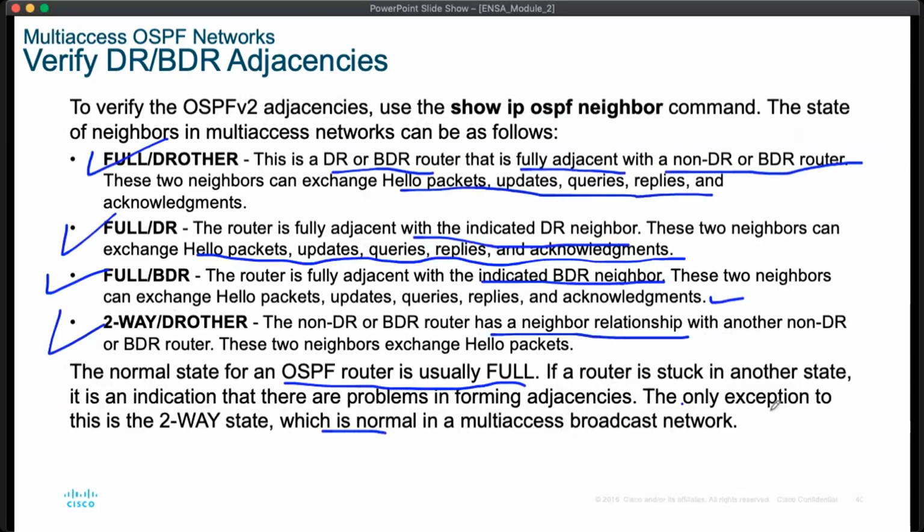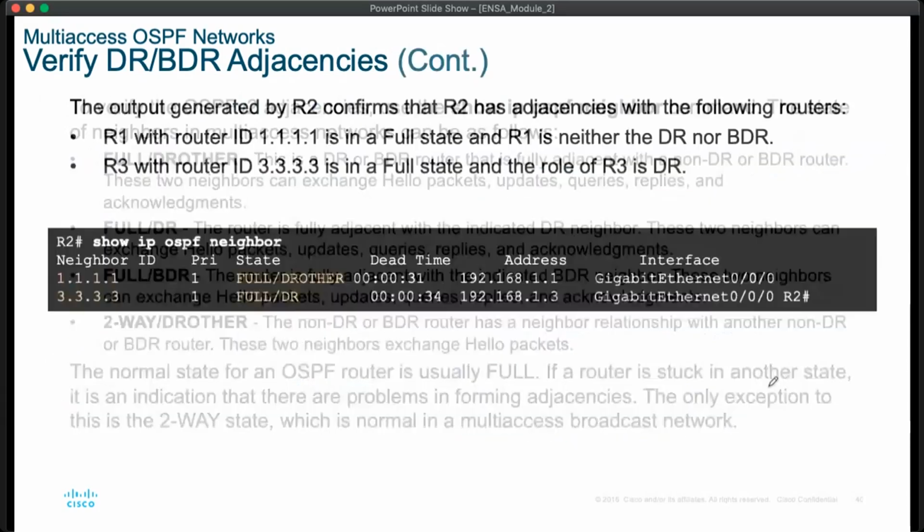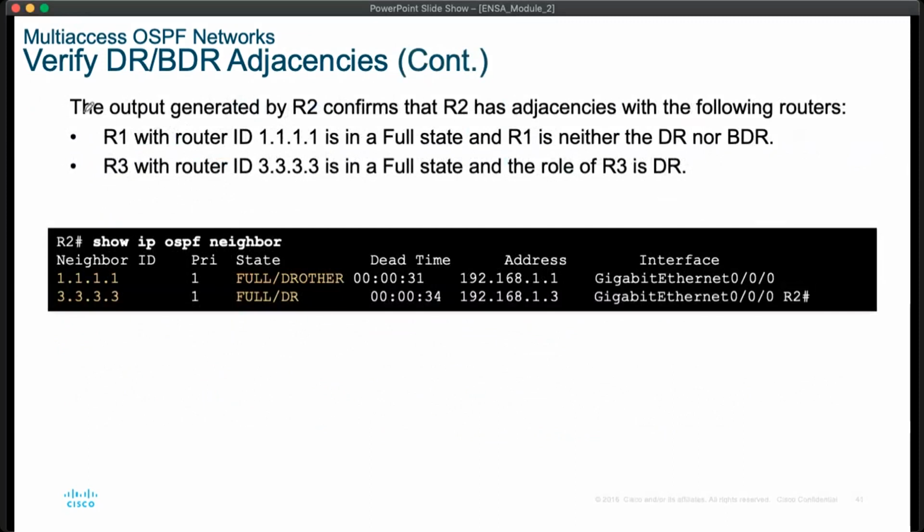Okay, the only exception to this is a two-way state, which is normal in a multicast broadcast network. All right. So the output generated by R2 confirms that R2 has adjacencies with the following routers.